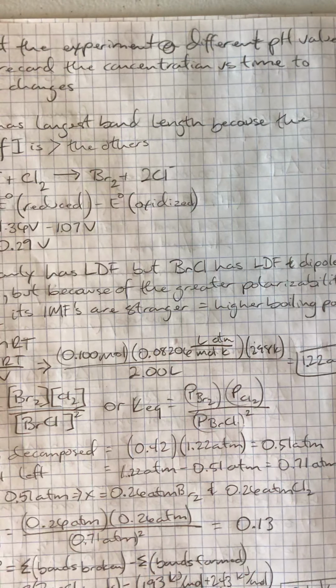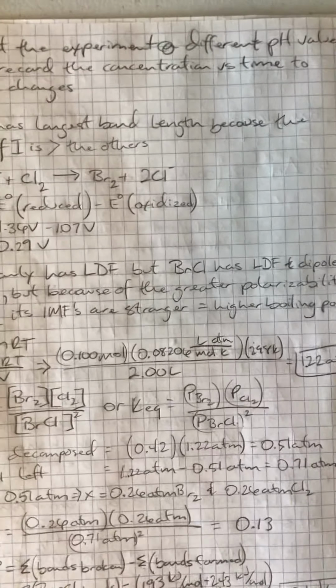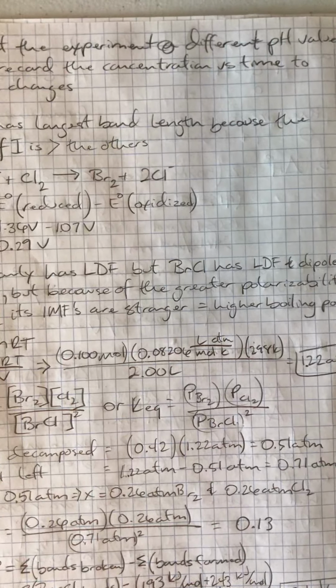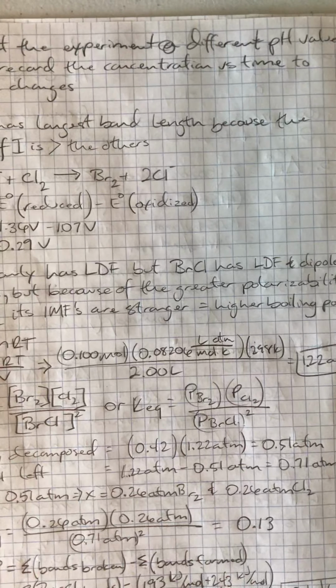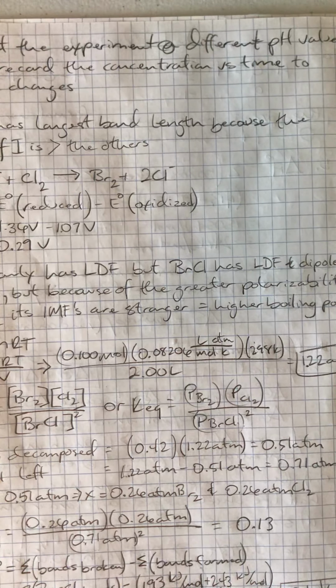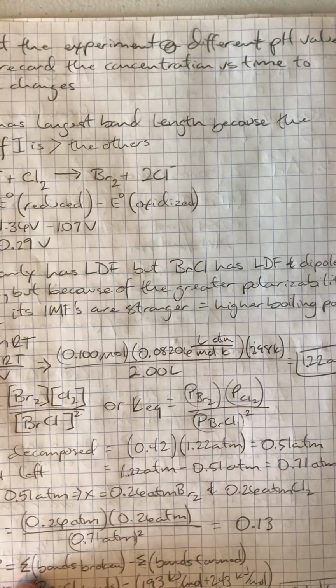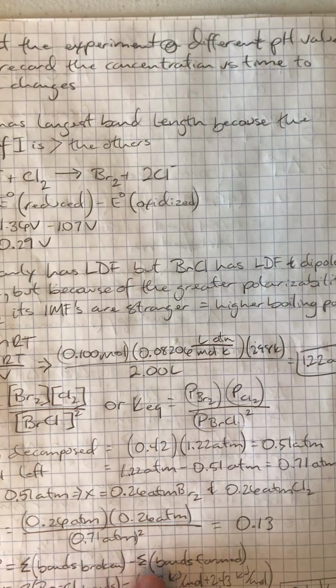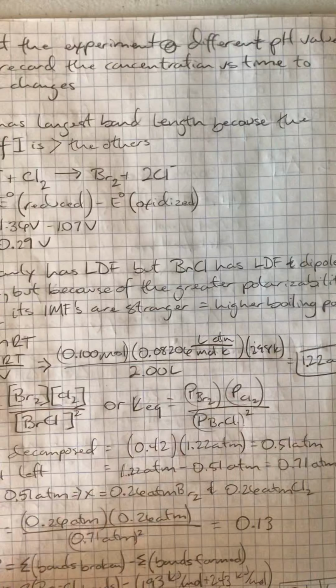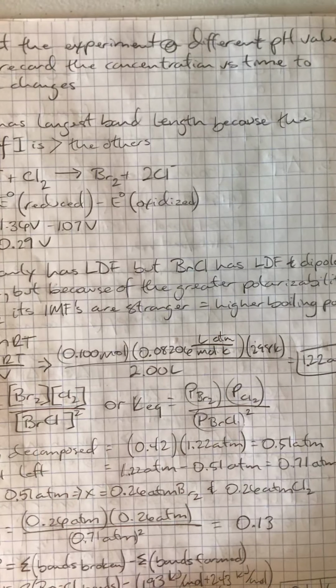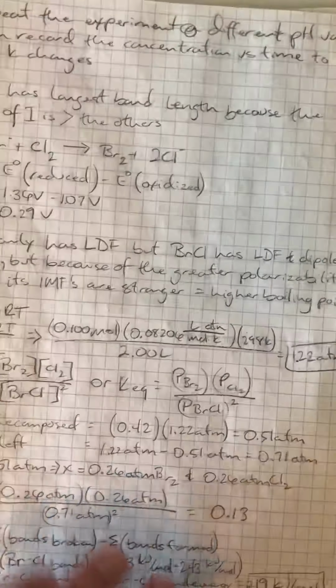And then it asks you to calculate the bond energy, and you just follow along. You just have to rearrange and remember that delta H is the sum of bonds broken minus the sum of bonds formed. Rearrange it and you can actually figure it out.